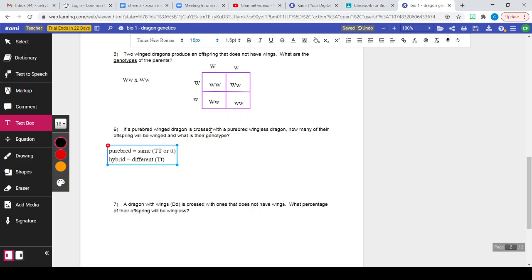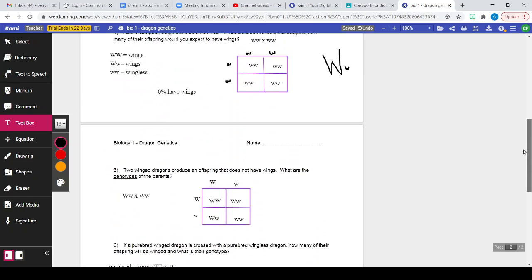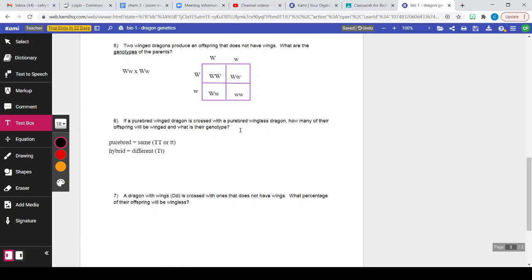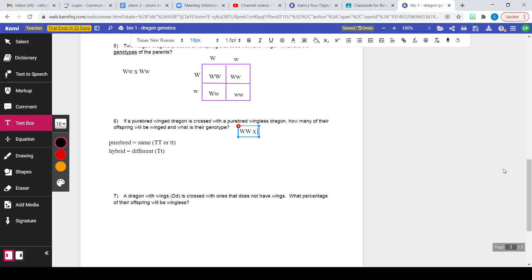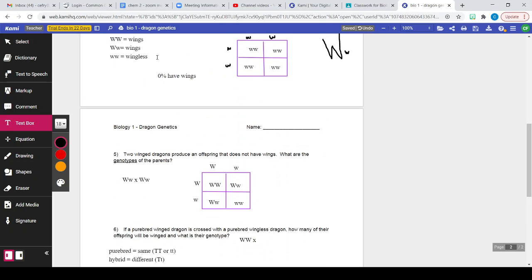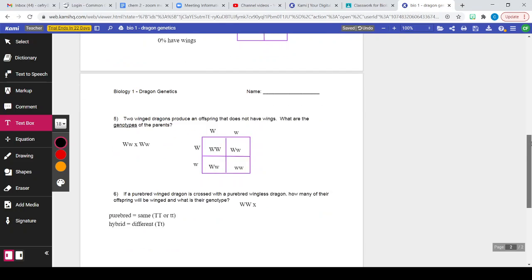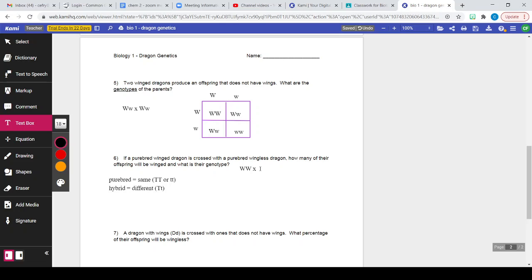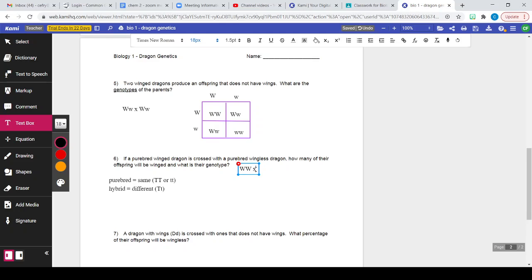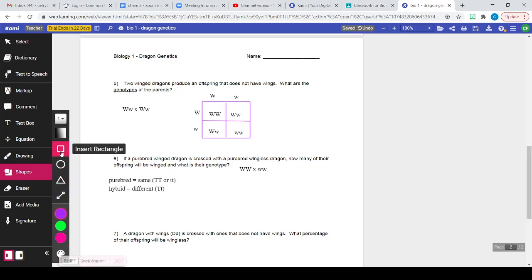So let's see, I have a purebred winged dragon. So let's look up here. Winged. So it's going to be either two capitals or a capital and lowercase. So since it is purebred, it's going to have two capitals. Okay, so I'm going to go ahead and write mom's, two capitals, with a purebred wingless. Well, wingless only has one option. Wingless is going to be two lowercase. So I'm going to cross that with, we're going to say this is dad, has two lowercase. All right, so now I'm going to do my Punnett square.